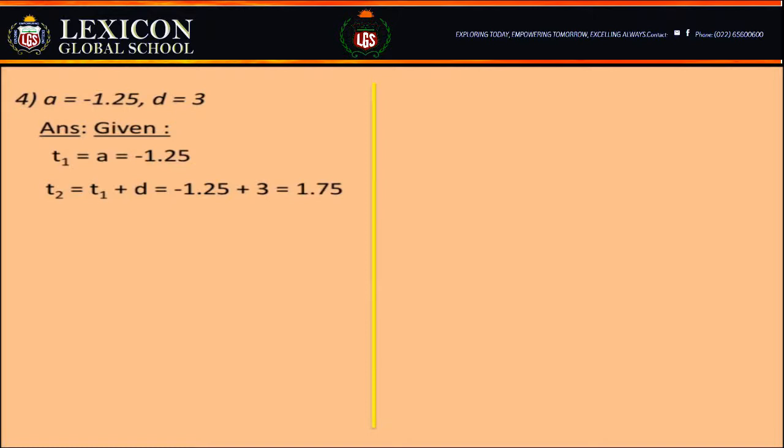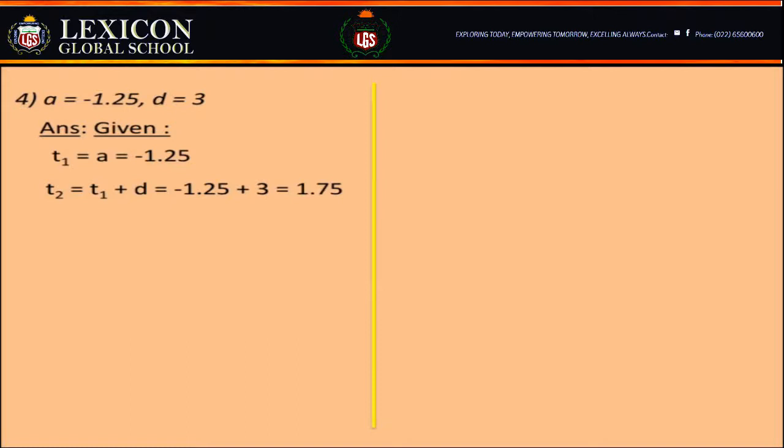I repeat myself again. 3 is a whole number. There is no decimal after 3. Therefore, I write 3 as 3.00. Minus 1 is already having a decimal after it. Therefore, minus 1.25 will be subtracted from 3.00. When I subtract minus 1.25 from 3.00, I get my answer as 1.75.